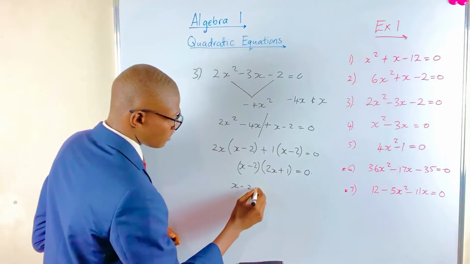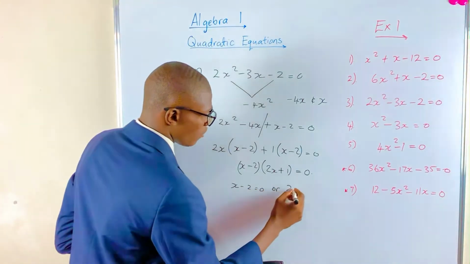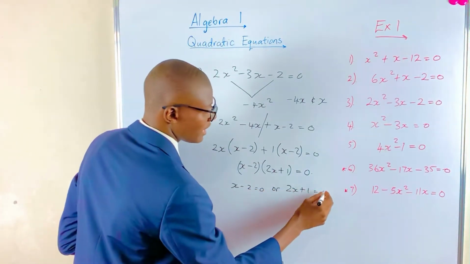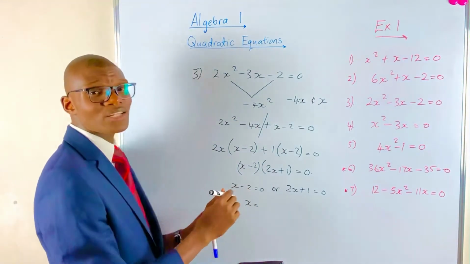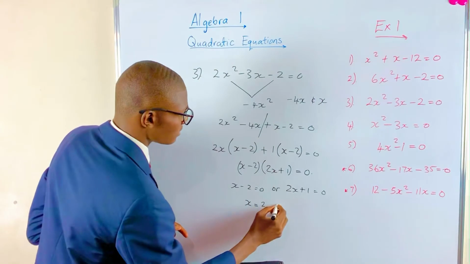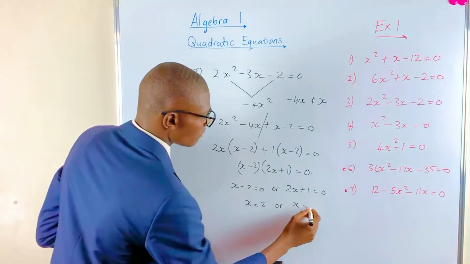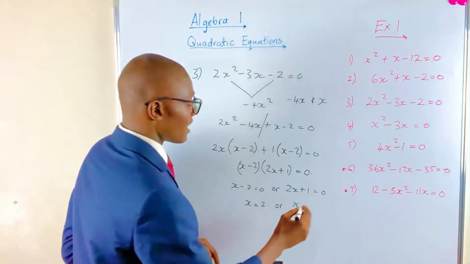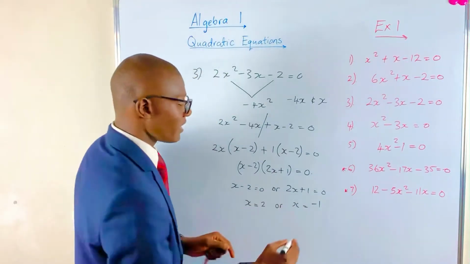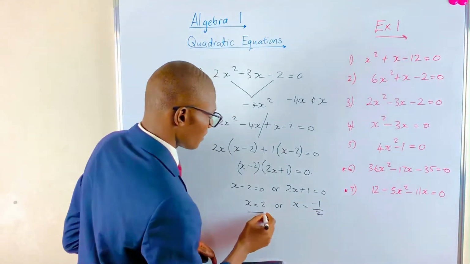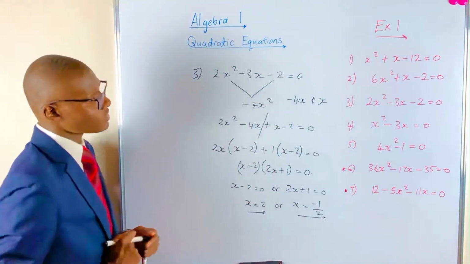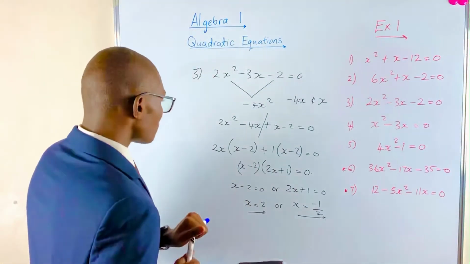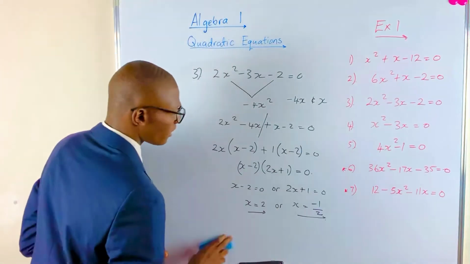So x minus 2 is equal to 0, or 2x plus 1 is equal to 0. Such that x would be equal to, taking minus 2 to the right hand side becomes positive, or x is equal to, taking 1 to the other side becomes minus, then dividing both sides by 2. So x would be equal to 2 or minus 1 over 2. So this was for number 3. Now let's look at number 4. Allow me to erase this.